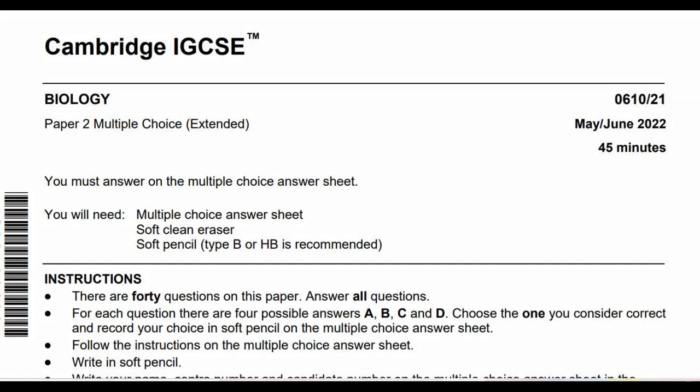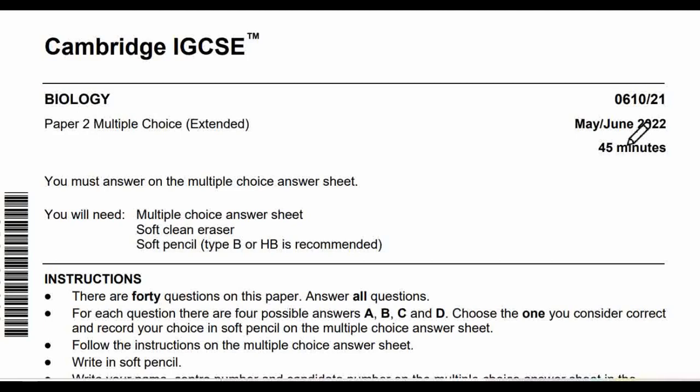Hi friends, today we are going to discuss Cambridge IGCSE Biology. It's for grade 10. The paper code is 0610/21. It is the past paper from May-June 2022. This paper is paper 2, multiple choice for extended syllabus.